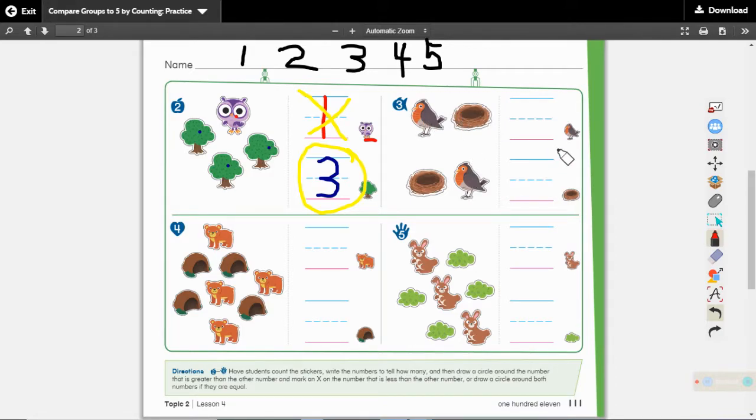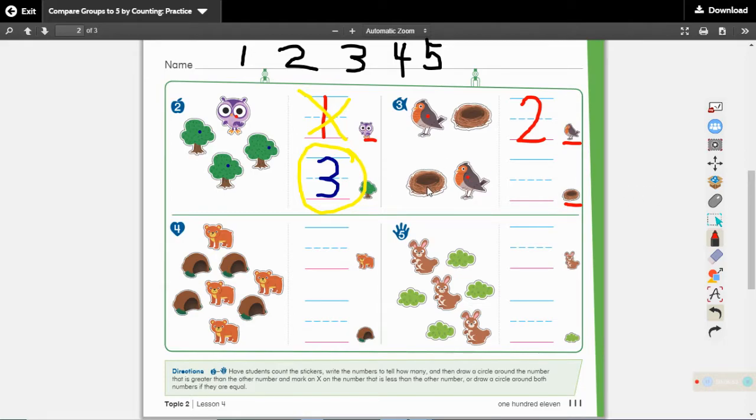Over here we have birds and we have nests. Let's count the number of birds. Ready? 1, 2. So we're going to write a 2 here because see where the bird sticker is? That means we put the number of bird stickers there. When we write a number 2, it's half a heart and then a shoe. That is how we write a 2.